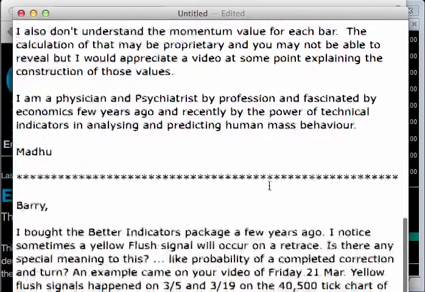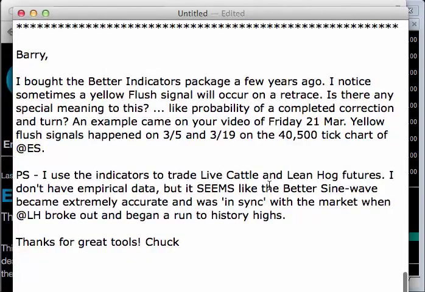And then we're going to refer to Better Momentum in a little bit of detail here, because I've got a question from Chuck specifically about flush signals. Hi Barry, I bought the Better Indicators package a few years ago. I notice sometimes a flush yellow signal will occur on a retrace. Is there any special meaning to this, like probability of completed correction and turn? An example came on your video Friday 21st of March, yellow flush signals on the 5th and 19th of March, on the 40,500 tick chart of the ES. So I'll show you that in a second.